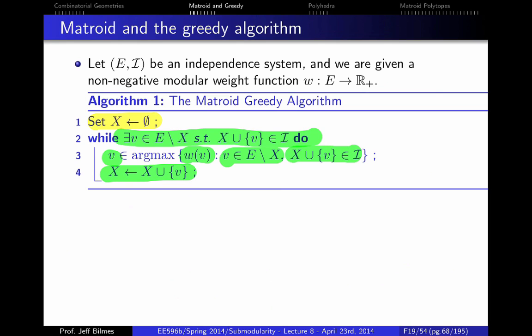So obviously, at the end of each loop, we haven't violated independence. And then we stop at the point when there are no more items we can add. Eventually this algorithm will run, and what will happen at the end? What will X be at the end? It's a maximum independent set, which is called a base. So the X at the end will have rank equal to the rank of the matroid.